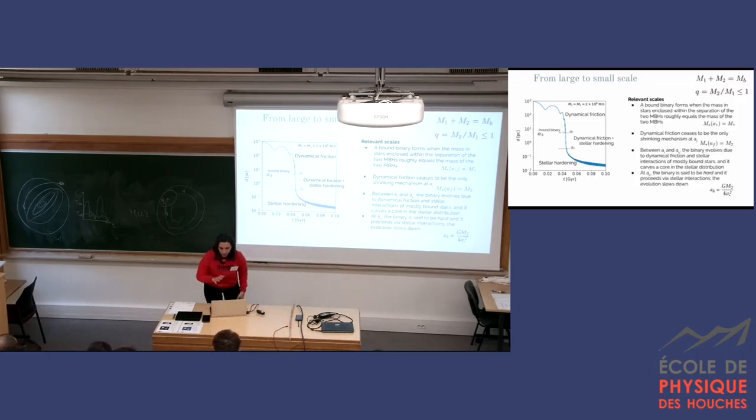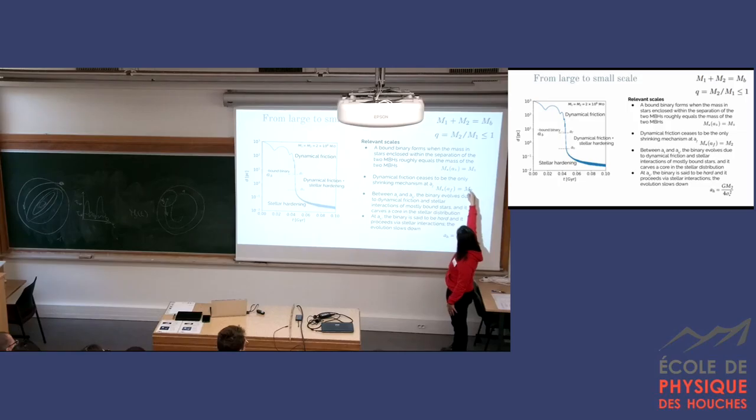Okay. So if you want to do an order of magnitude estimate of what happens, then what you typically have is that the binary forms when the mass in stars enclosed in the semi-major axis of the binary is equal to the binary mass. Makes sense, right? Because the stellar potential of the stars around becomes comparable to the potential of the other black hole. Then dynamical friction stops having a strong effect when the mass in stars enclosed in the orbit of the binary is close to the mass of the secondary black hole. So if the two black holes are nearly equal mass, the binary becomes bound, and at the same time dynamical friction starts becoming inefficient.